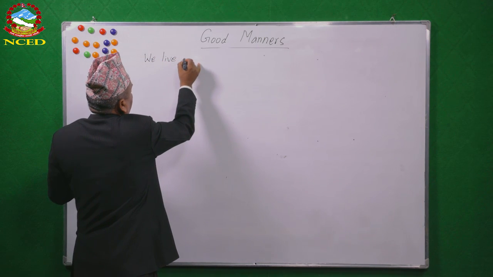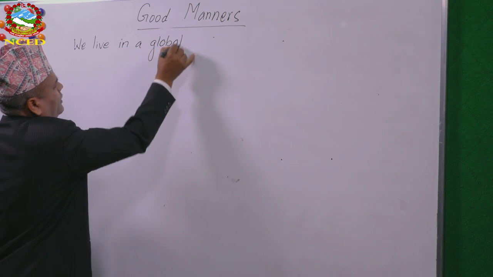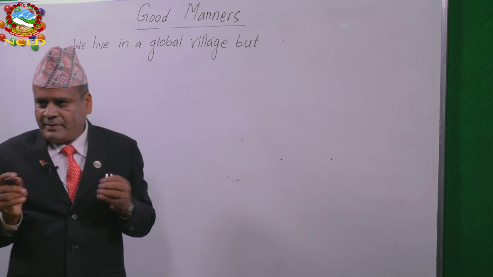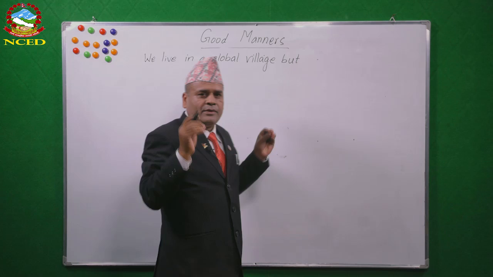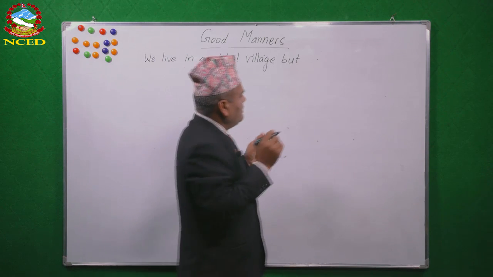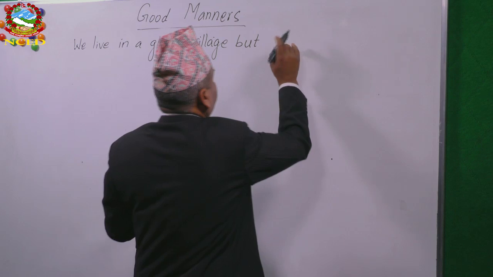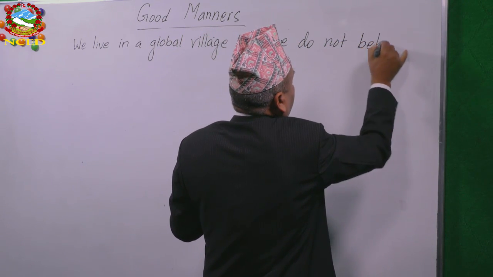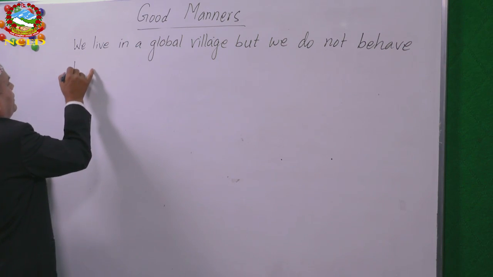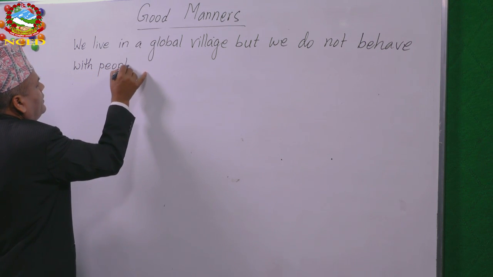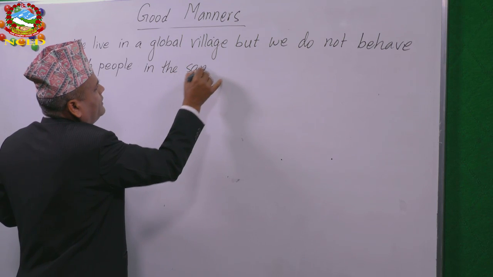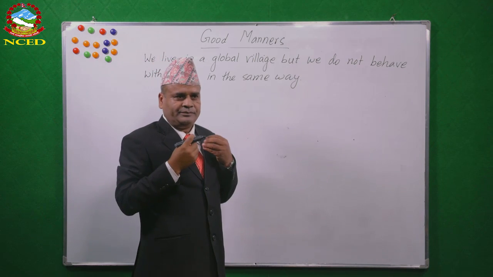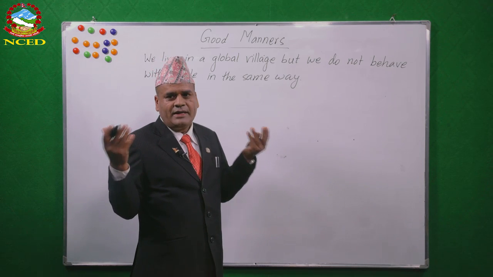We live in a global village, but it doesn't mean that we have the same way of dealing with the people, right? Or behaving with the people, right? But we do not behave with people in the same way, right? Because people from one society behave with one style and people from another society behave with another style, right?